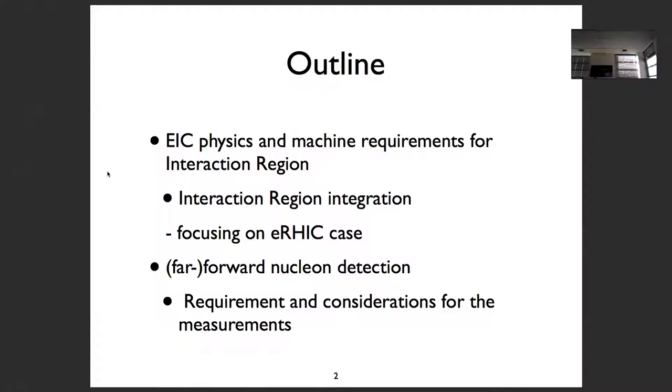And then the core of this physics discussion is how we identify and measure the forward nuclei, including the proton and the neutrons. This is because this is where it happens in the interaction region. The middle of the interaction region is where all the central activity happens, and as you move out, that's where all the forward detection is. This has to be an integral part of the machine design. And then there are the requirements and considerations. Not necessarily in sequence, but I'm going to show this and that.